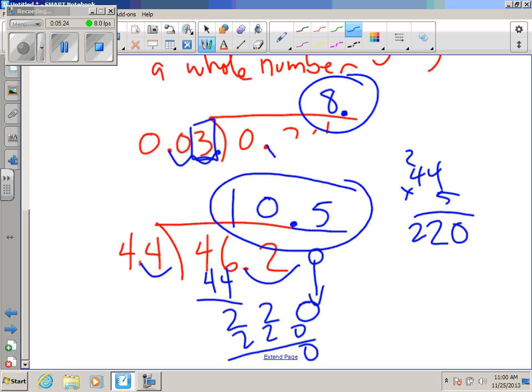The only thing that changes for today is what? Moving the decimal and establishing where it goes. The division doesn't change. Okay? That has not changed. All right? I'm going to give you one to try.